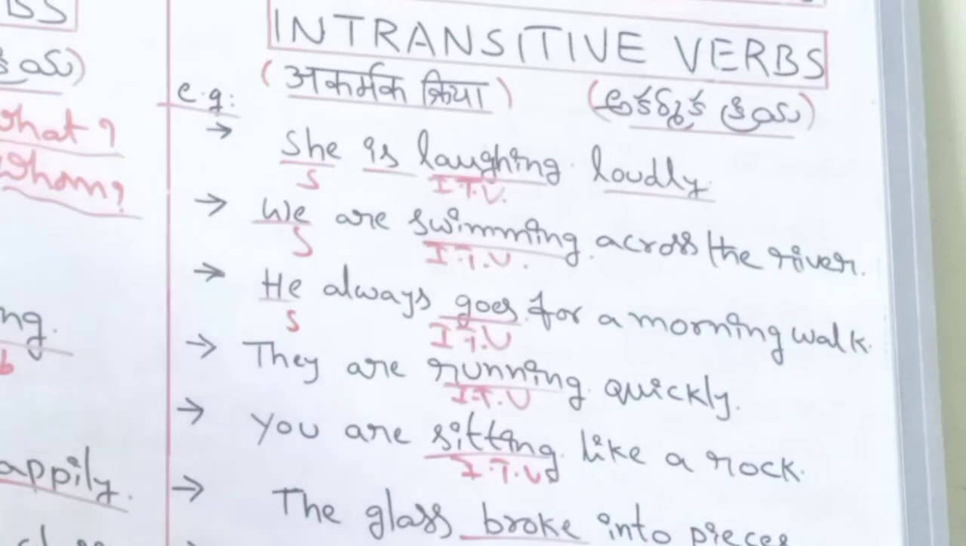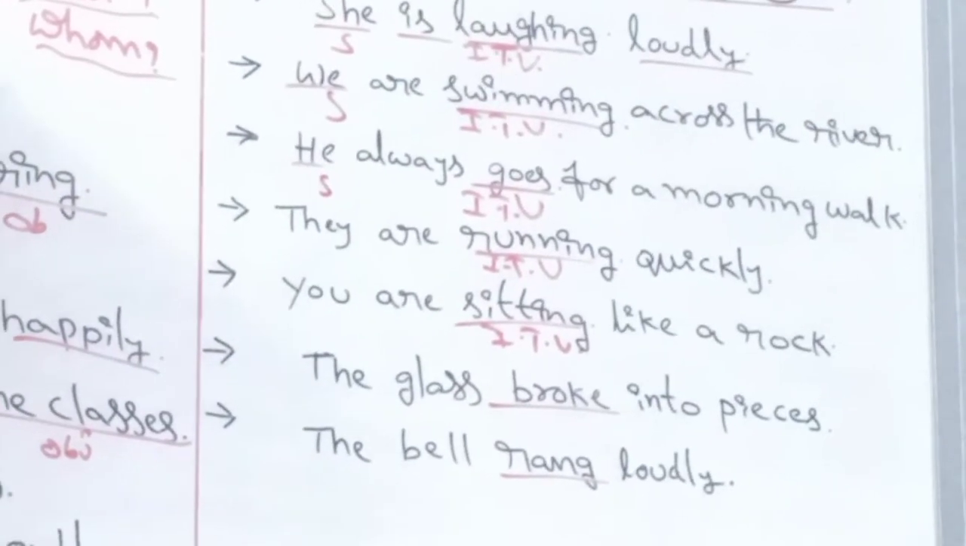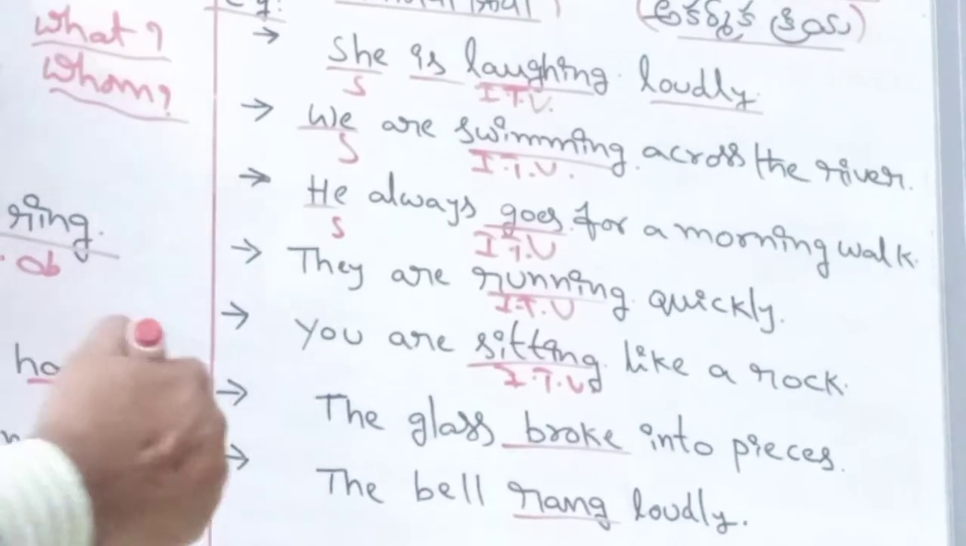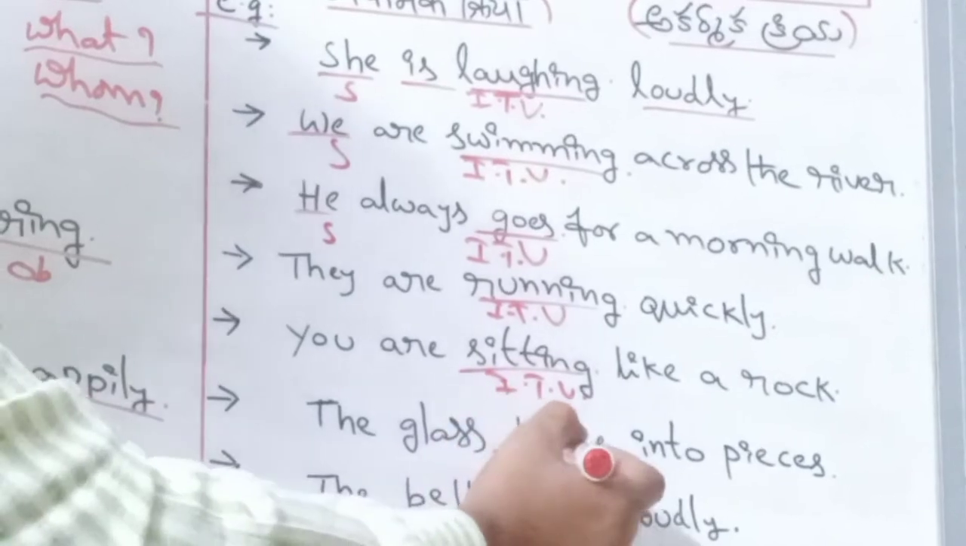Next one. In case of certain special verbs, as I have told just now earlier, in case of a very few rare special examples, certain verbs act both as transitive and intransitive. Very rare. Rare of the rarest we can say. See, the glass broke into pieces.